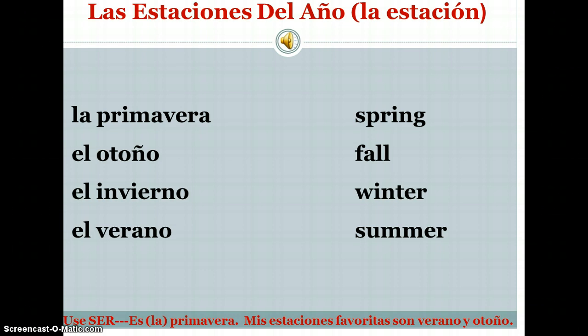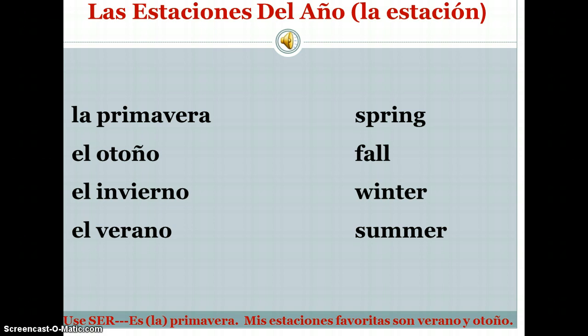Las estaciones del año means the seasons of the year. We have used the word estación before, but that was in estación de gasolina or estación de policía. So it meant station, and now when you say Estaciones del Año, it means seasons of the year. You only have 4 here. These are not really cognates.